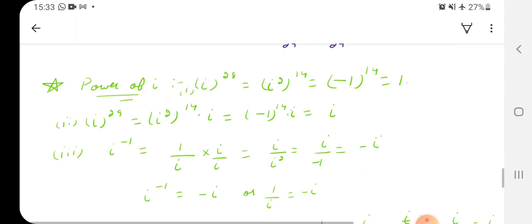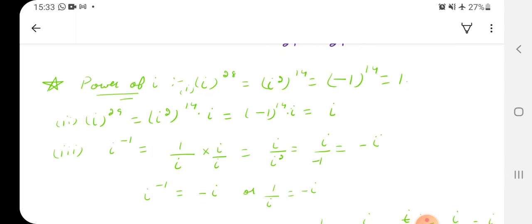Next we have power of iota. If you have to solve any power of iota, all you have to do is make that power a multiple of iota square. Why? Because you have the value of iota square as minus 1. So make any power of iota in terms of iota square power, right? So now in the first part we have iota power 28.